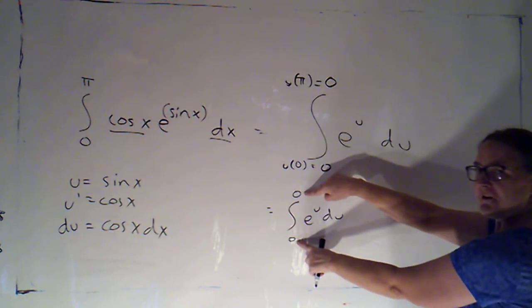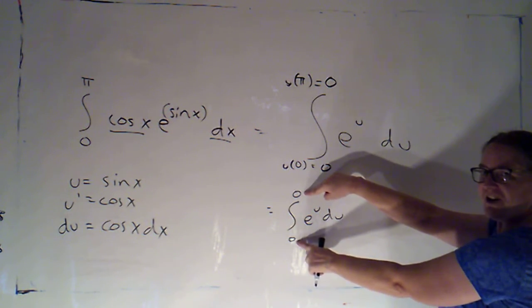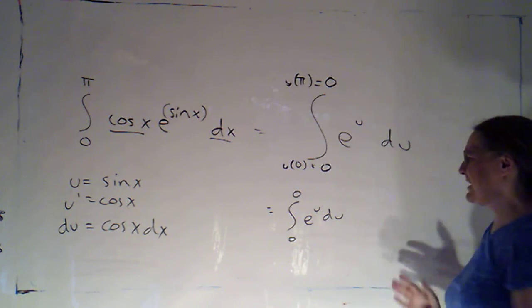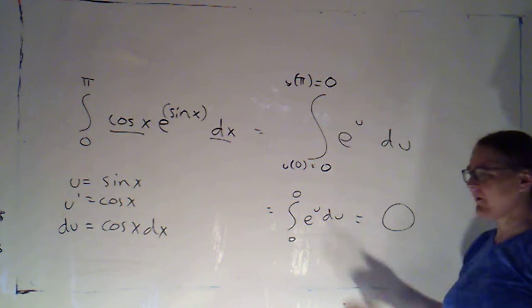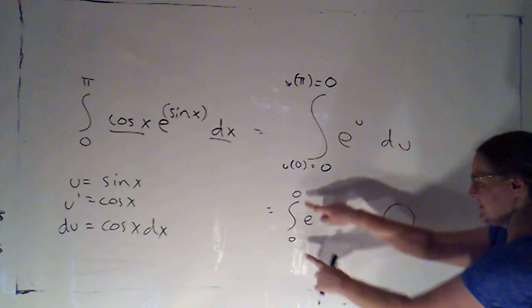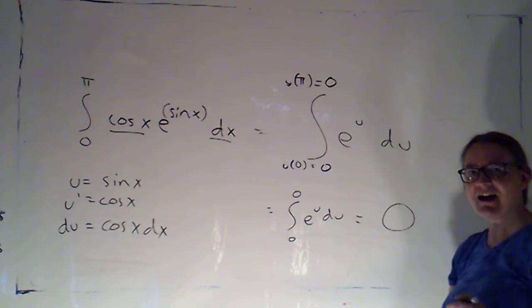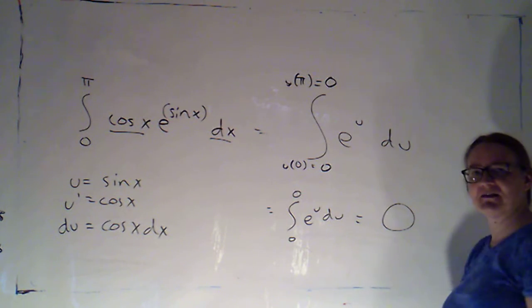That's a degenerate interval. If my limits of integration are the same, I'm talking about calculating a signed area with no base, I'm going to get 0. I don't even need to find an antiderivative. As soon as those limits of integration are the same, I know that my answer is going to be 0.